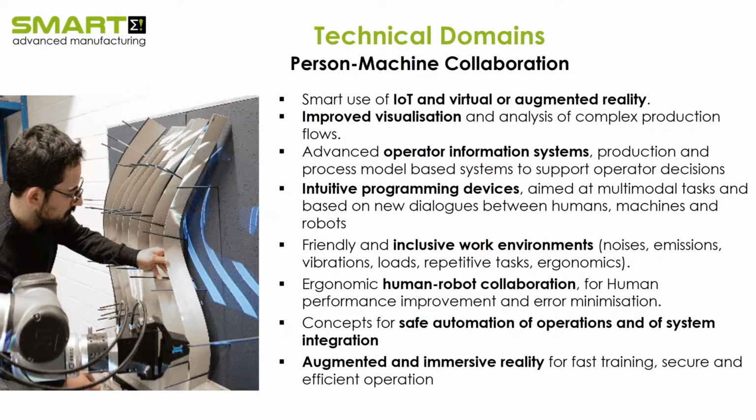In the fourth domain, person-machine collaboration, we consider not only the information provided to the partner or to the operator, but also how to make the working place more accessible and friendlier to the workers. For example, it will reduce emissions, reduce noise, make more ergonomic environments, or we introduce human-robot collaboration in order to have this cobots approach. We introduce automatization, and augmented reality also provides help for the operator in the working place. So this will be the person-machine collaboration domain.